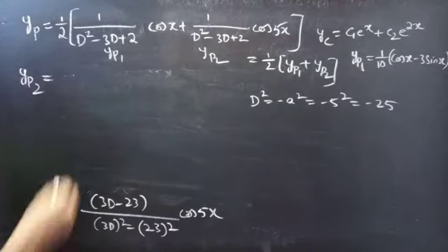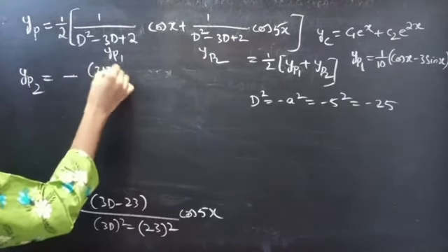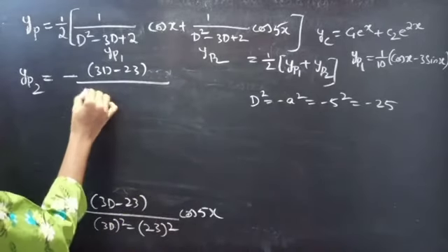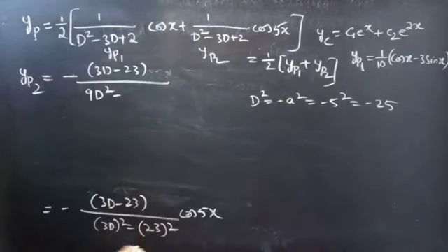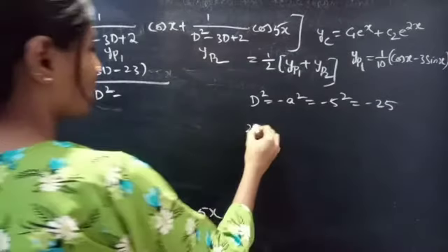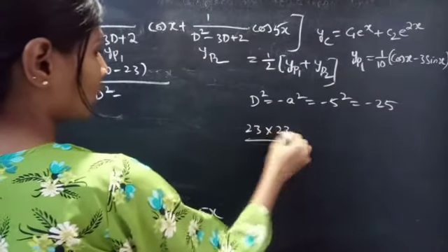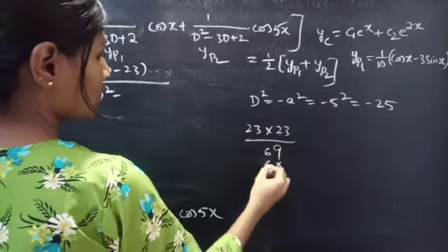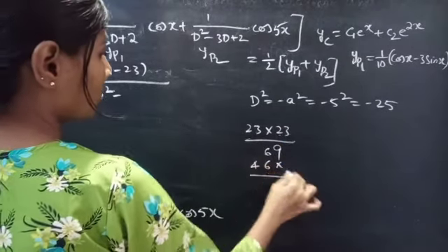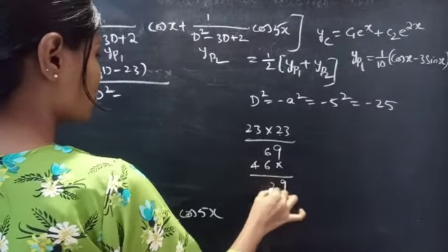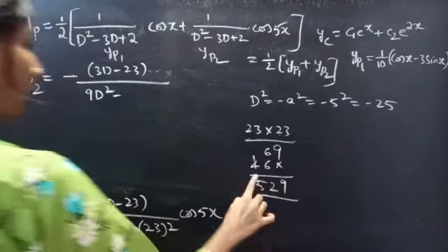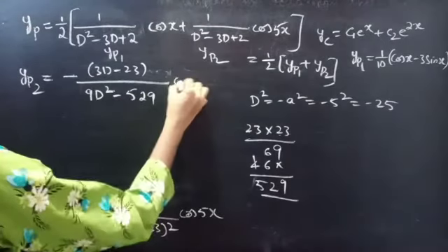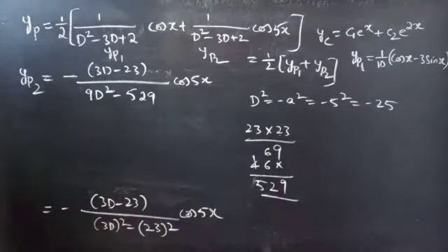Now we can write this as minus 3D minus 23 by 3D whole square, 3 square is 9, into D square minus 23 whole square. 23 into 23: 3 3s are 9, 3 2s are 6, 2 3s are 6, 2 2s are 4. You get 9, 6 plus 6 is 12, 529, 529 into cos 5x.